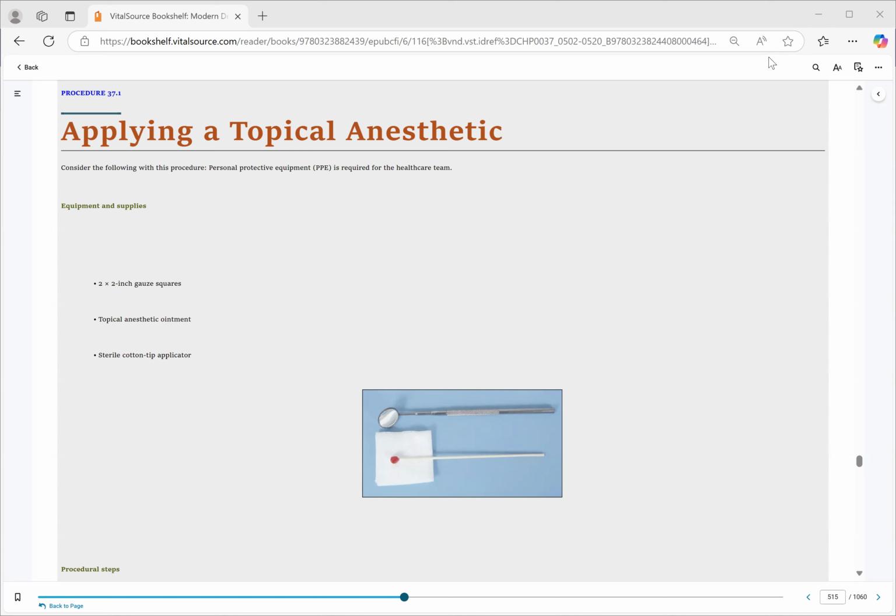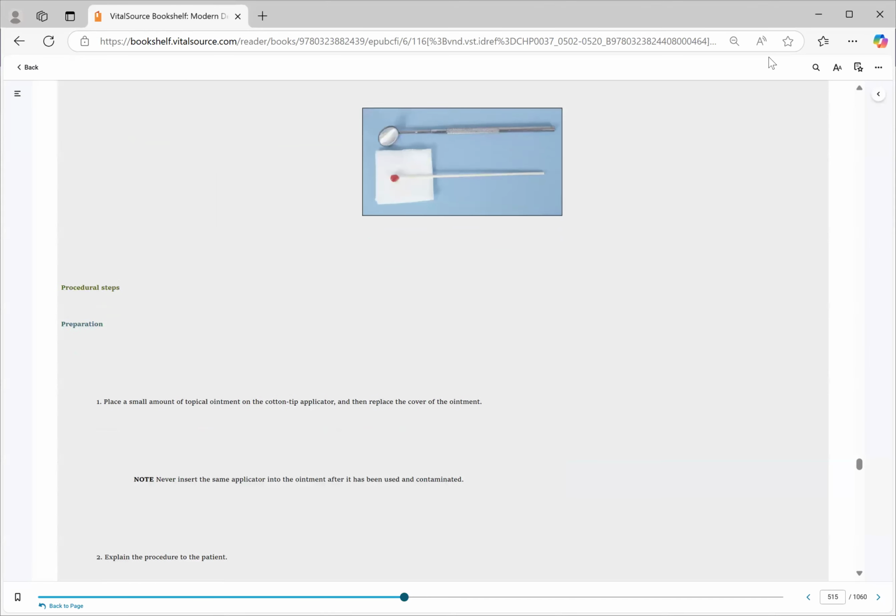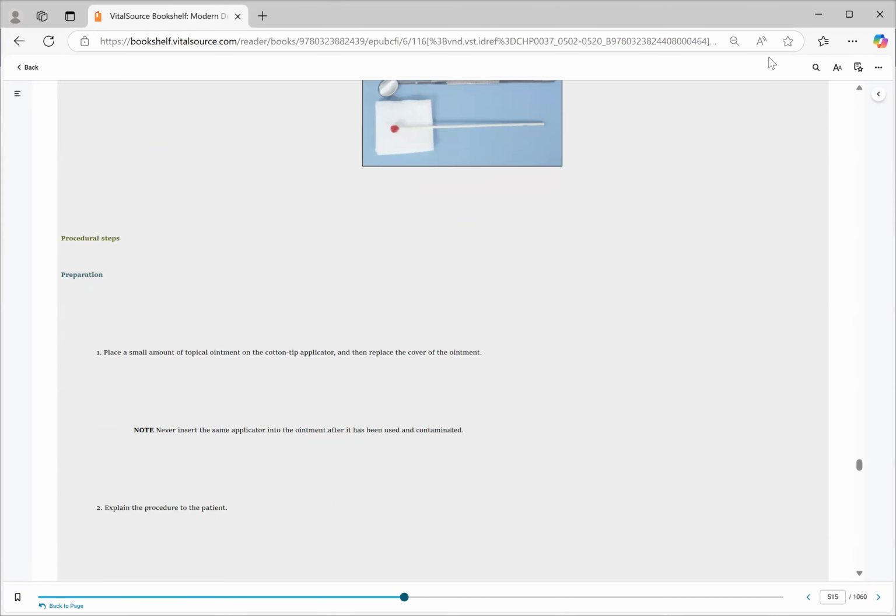We're going to include on our tray a 2x2 gauze square, our topical anesthetic ointment, and then a sterile cotton tip applicator. We would place a small amount of topical ointment on the cotton tip applicator and then replace the cover to the ointment. We're never going to insert the same applicator into the ointment after it's been used and contaminated.